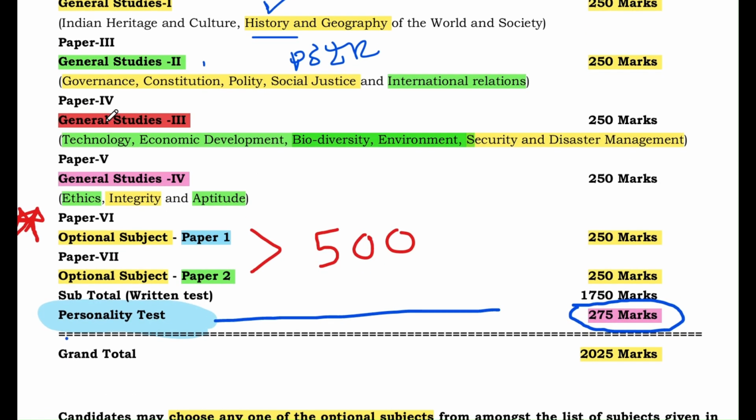After that, General Studies Paper 3 is related to environment, economy, technology, security, and disaster management. This is also of 250 marks. After that, GS 4, where PSIR also helps in ethics, integrity and aptitude. How? Concepts like justice, equality, integrity, and society. So these are all overlapping subjects for PSIR.